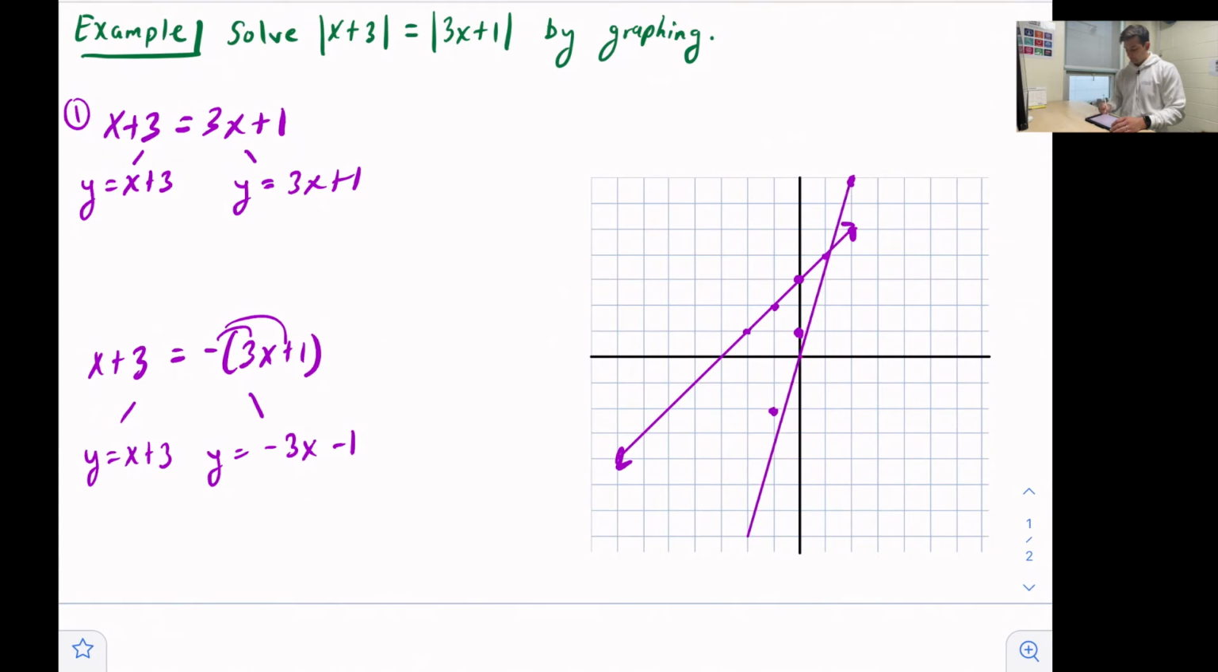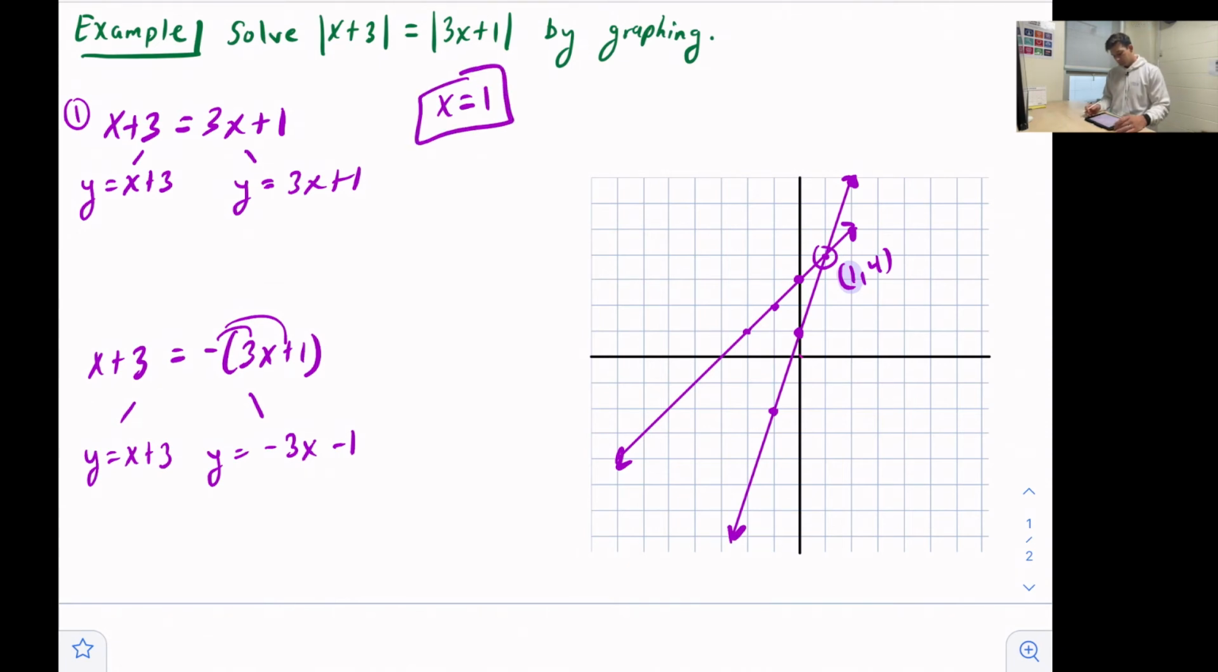Okay, so we have our place of intersection here, and it is located at 1, 4. But once again, remember, all we care about here is the x value. So we're just going to say x is equal to positive 1, and that's going to be one of our answers. Okay, so now let's graph this second equation down here, or these two equations.